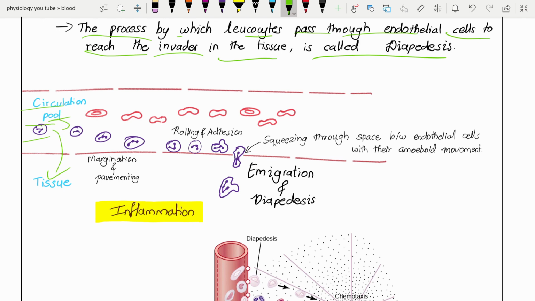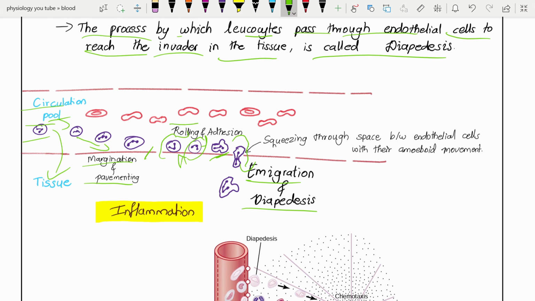Once they get attracted, they go through margination and pavementing. It is a process where neutrophils come near to the endothelial surface. Once they come near, they start rolling over the surface because they can't stop suddenly. They are in flow, so they need to get stopped after rolling for some time. Then the neutrophil squeezes through the endothelial membrane with the help of amoeboid movements. This is called emigration and diapedesis.